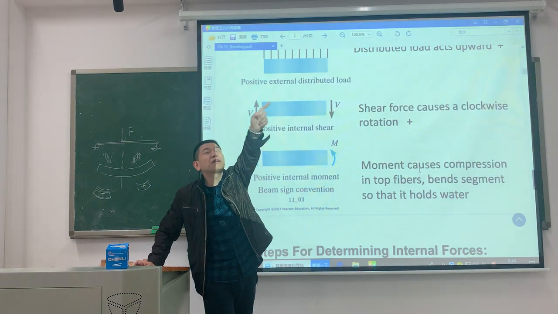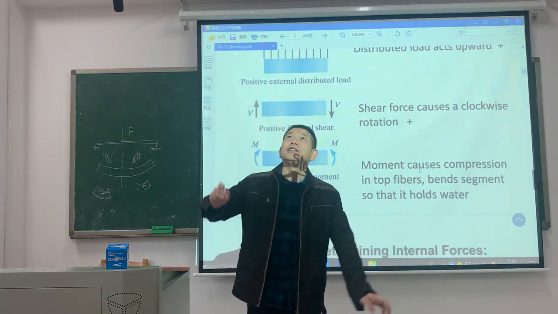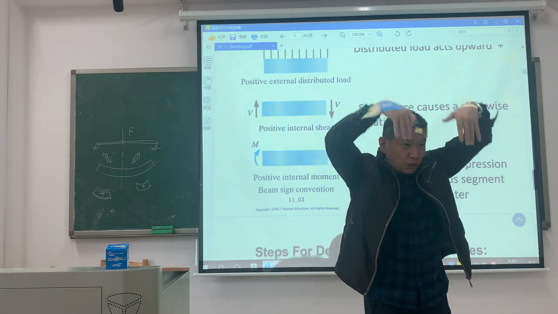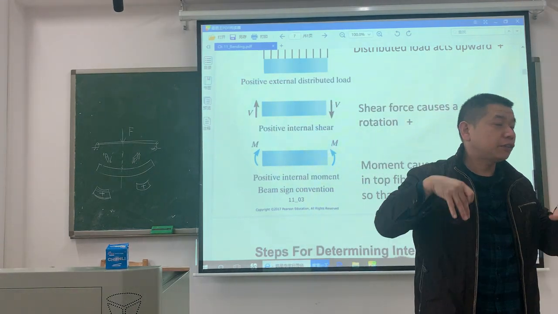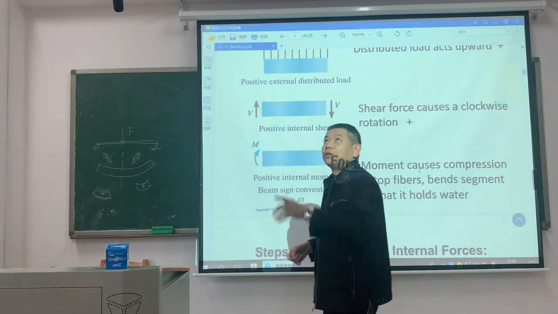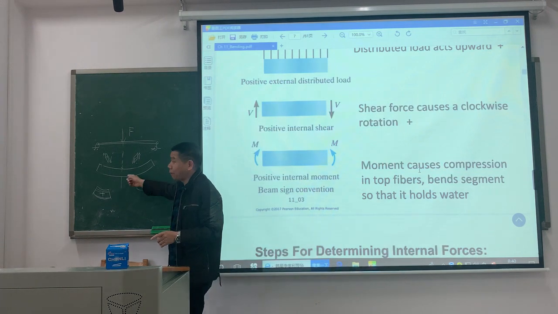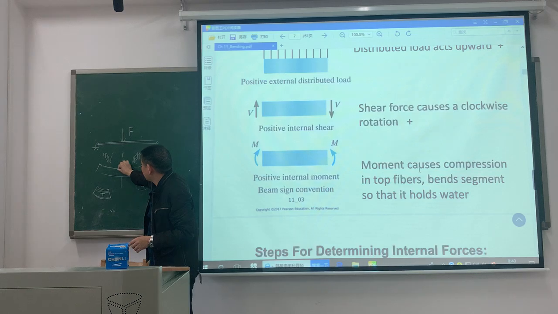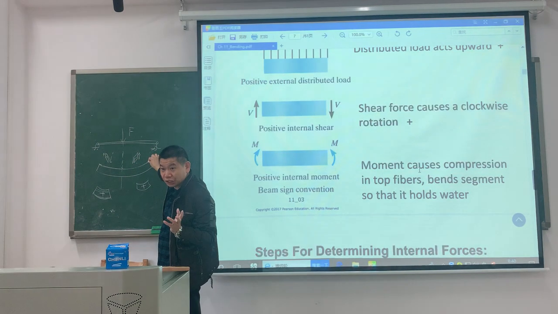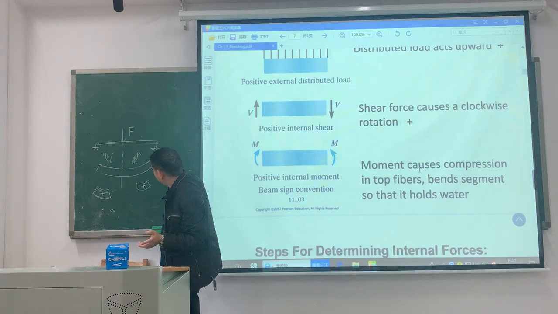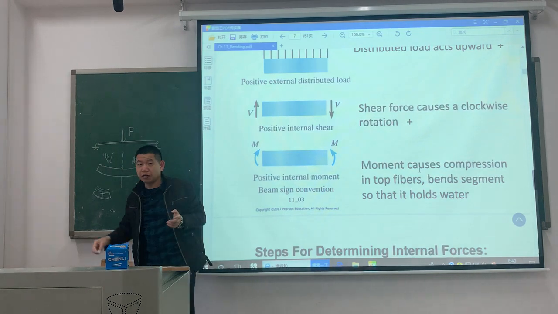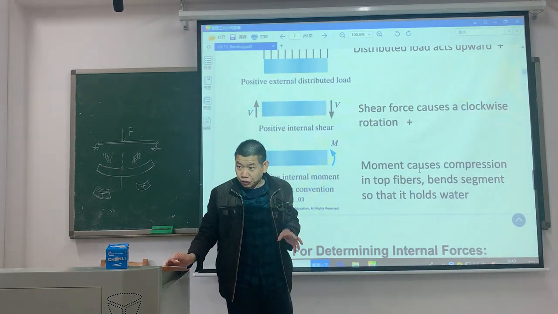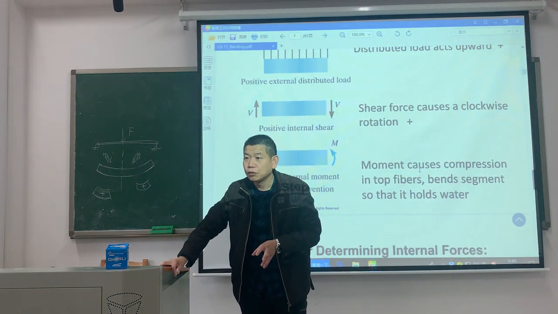For the beam, the loading is downward, acting on the beam. So we can imagine it's bent like this. It means the top material is in compression. The bottom materials is in tension.